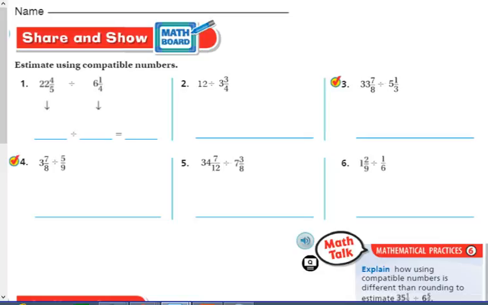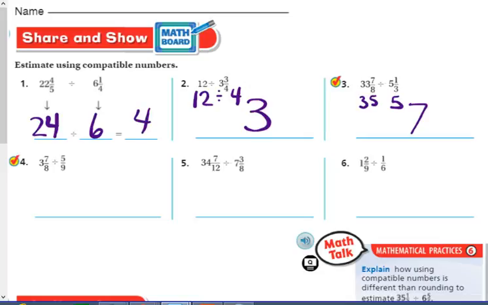All right, if you go to the Sharon Show, we're just going to estimate using compatible numbers. I'd like you to try 1, 2, and 3 on your own, and then we will come right back and see how you did. So go ahead and pause the video, folks. Do your best. Think about it. Okay. You're brilliant. I just know it. Here's what I have. Go ahead and check your answers.